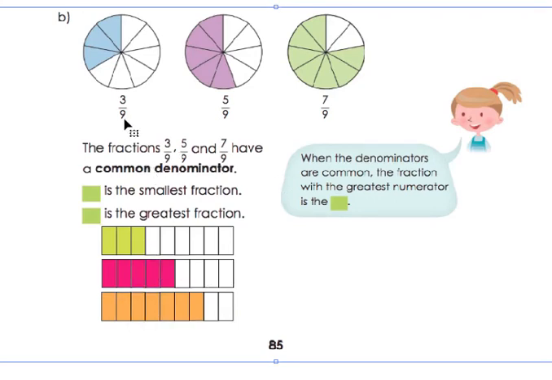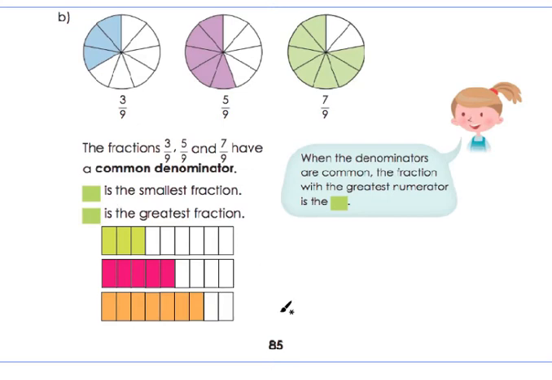They have common denominator. That means the same denominator. That means the same number of parts. So when they have the same number of parts, the one you color the most is the biggest. The one you color the least is the smallest. So if we put these fractions in order, it's the same.